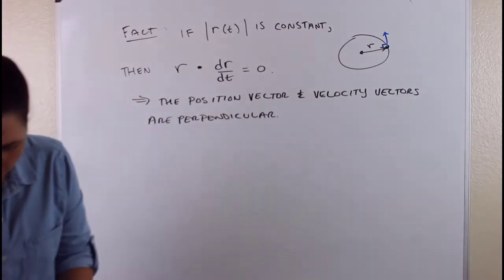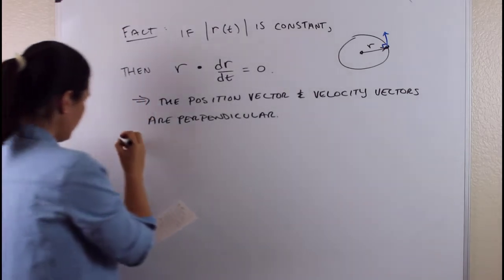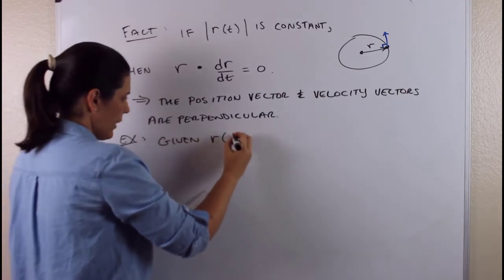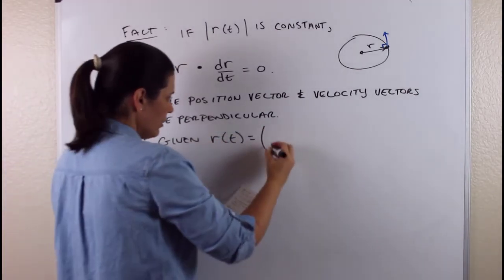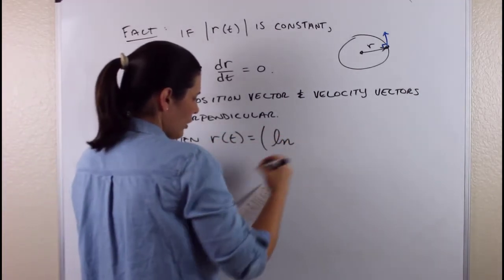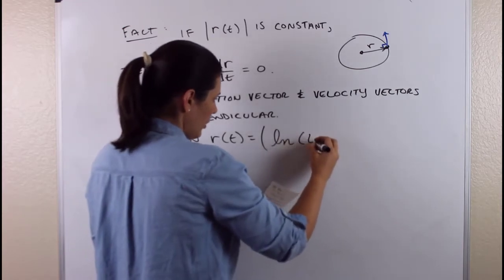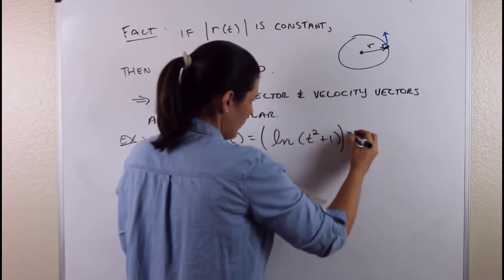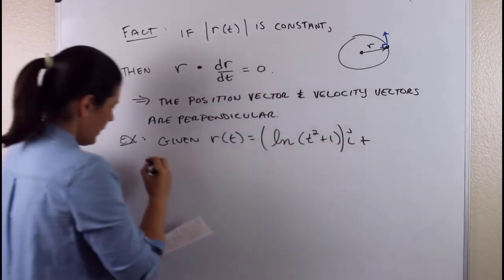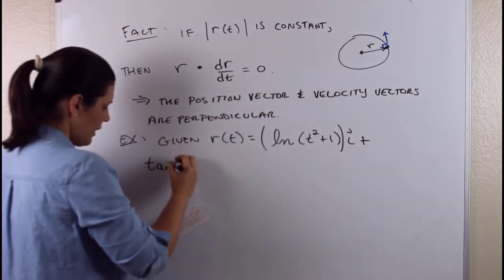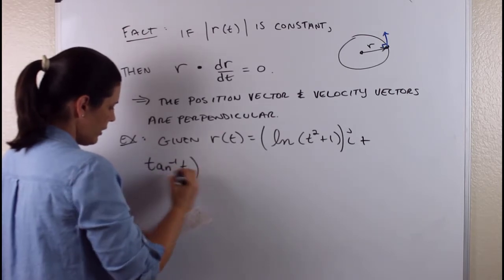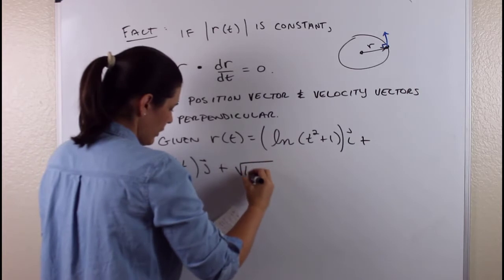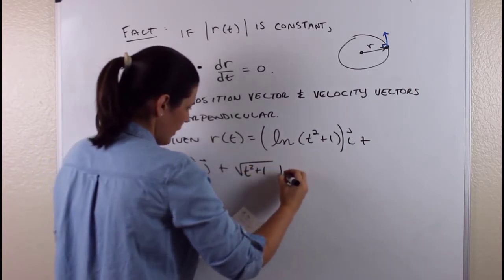Now let's go through this example here. So let me give you the following. Given that r of t equals the natural log, ln, of t squared plus 1, and that's going to be i, plus tangent inverse of t, and that's going to be j, plus the square root of t squared plus 1 k.